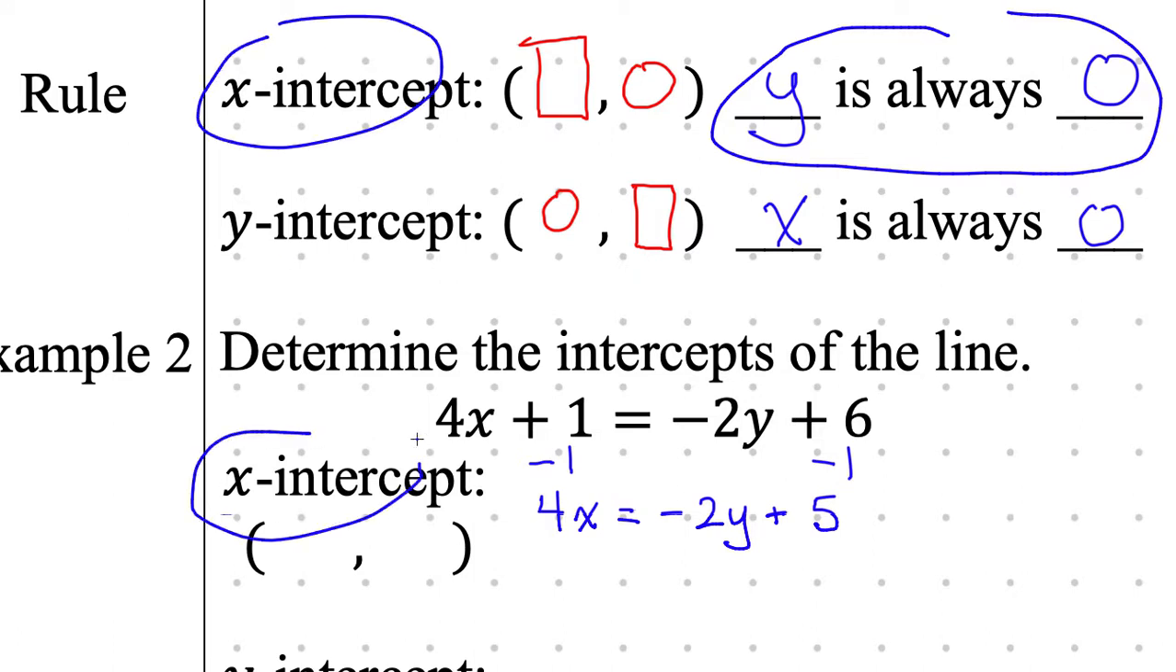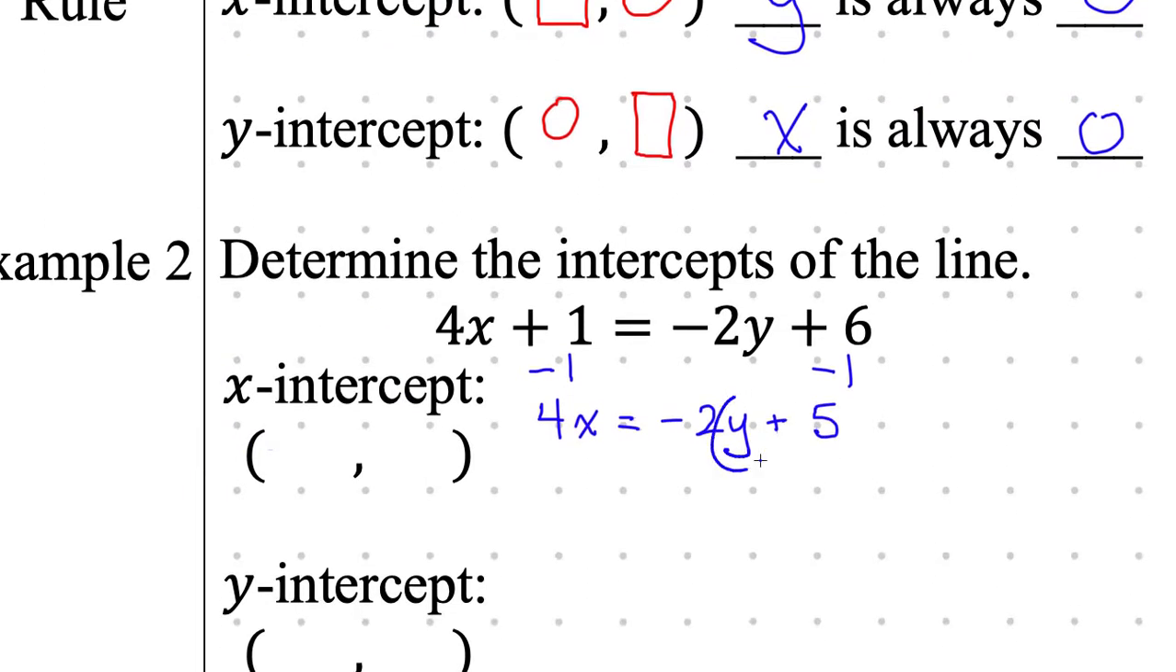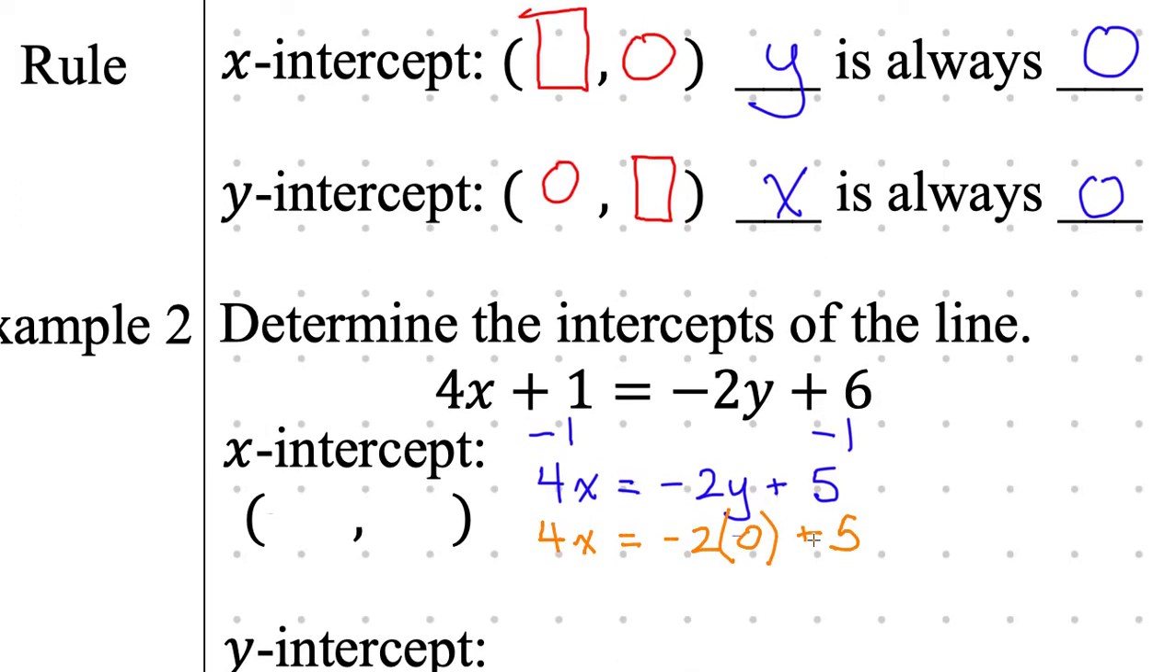Because I'm looking for an x-intercept, I'm going to make my y 0. So this y right here, I'm going to substitute for 0, and my new equation is 4x is equal to negative 2 times 0 plus 5. I have substituted 0 for y because I know that the y coordinate is always 0 for an x-intercept. Usually you do that first, but then you'll have to subtract 1 from both sides anyway, so it doesn't really matter. And then from here, I need to solve.